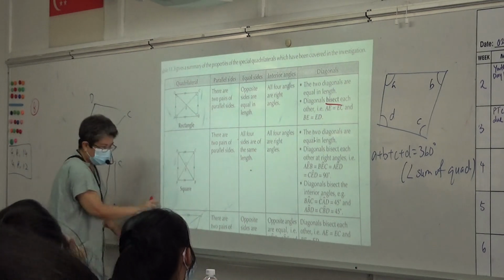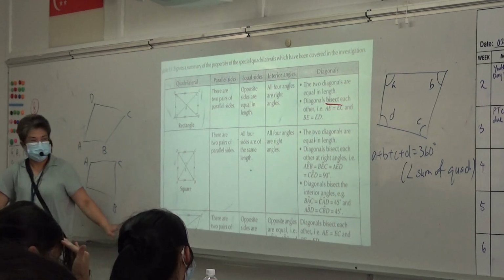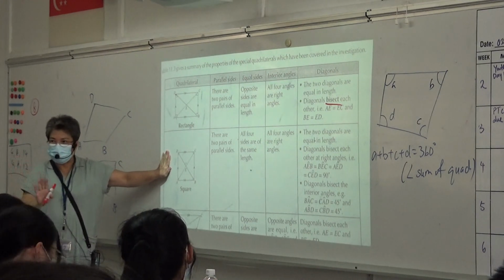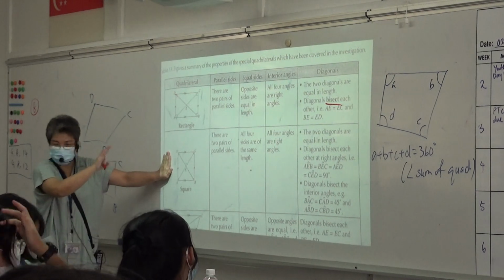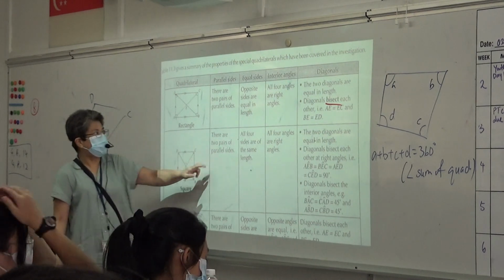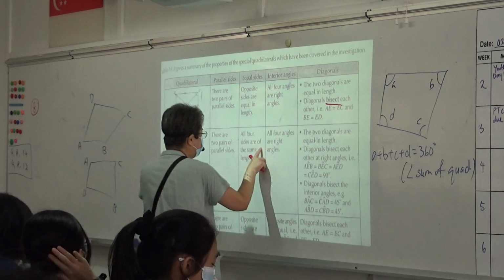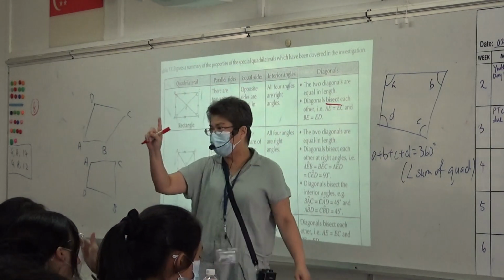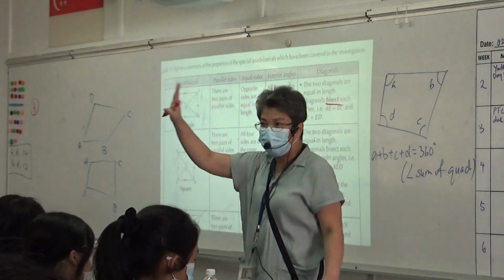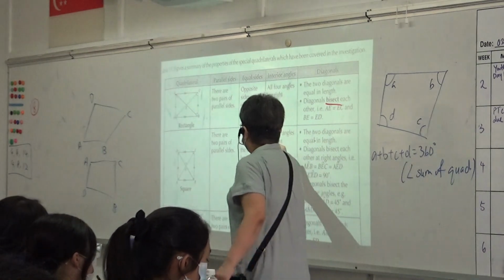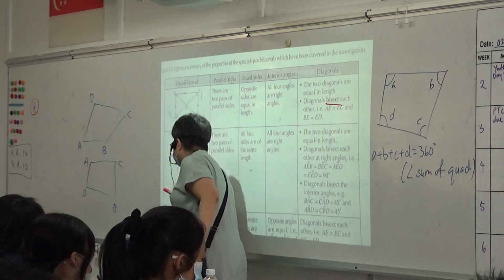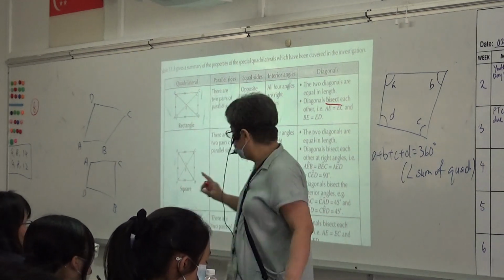Next one, you also know already from primary school. Let's take a look at this. What is a square? A square is almost the same as a rectangle. There are two pairs of parallel sides, this and this, agree? All four sides are of the same length. This is the important one: for a square, all four sides are equal. Then all four angles are right angles. Confirm. Am I right?